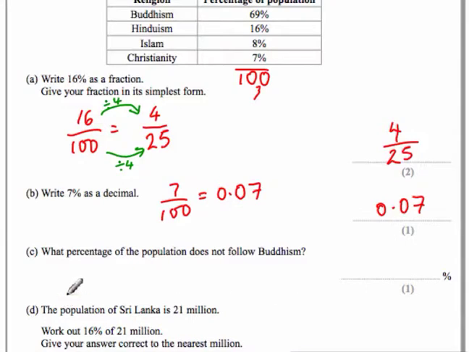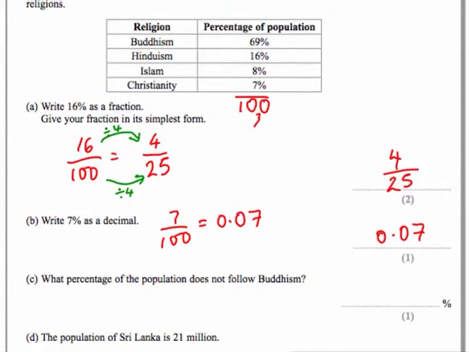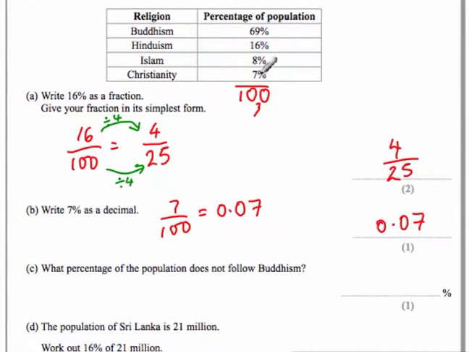What percentage of the population does not follow Buddhism? Okay, we've got a few ways to do this. We know that these all add up to 100%, don't we? We can either say, well, if 69% are Buddhists, and obviously this is all 100%, then we just do 100 take away 69, which would be 31%. Or you could just have added those up, because those are the ones who aren't Buddhists, and that would come to 31% as well.